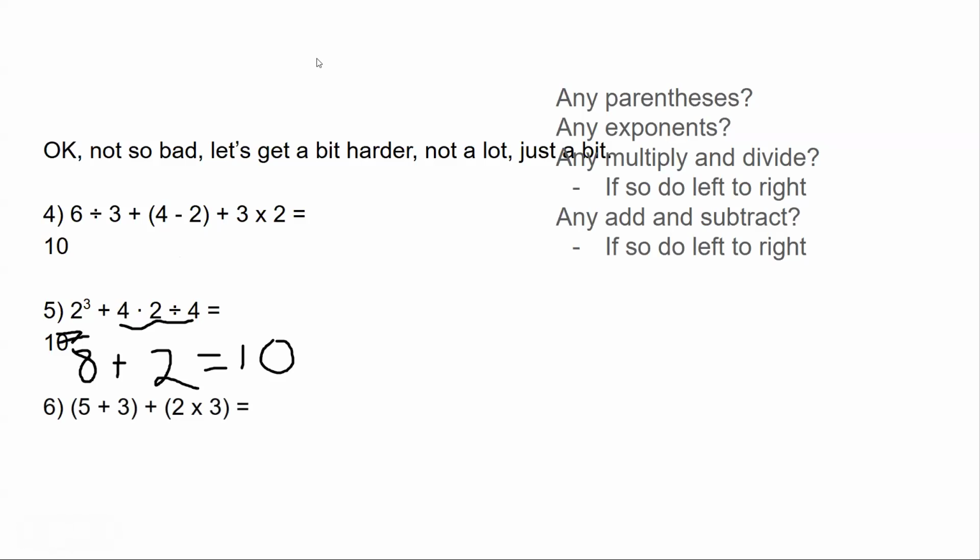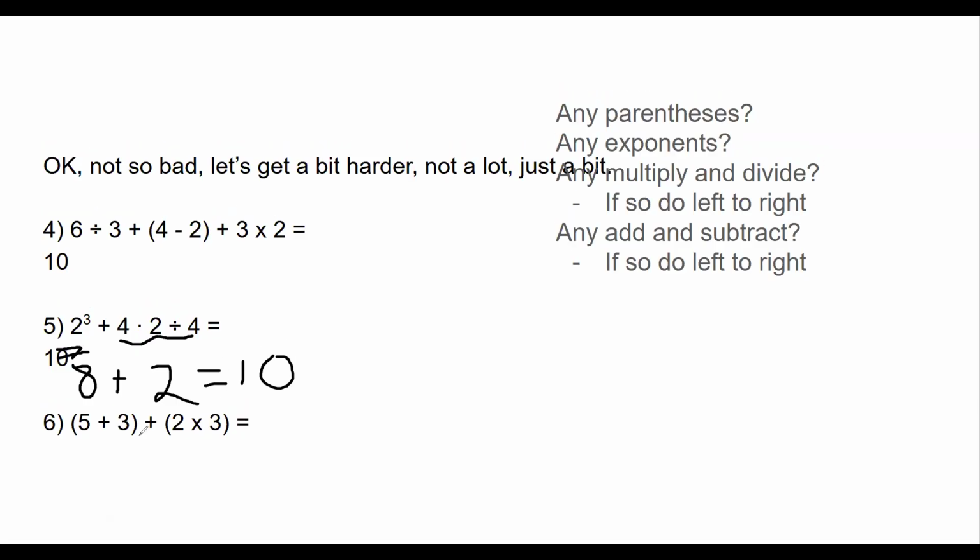All right, 5 plus 3 plus 2 times 3. Any parentheses? Yes. So technically, when you have two sets of parentheses, you go left to right. 5 plus 3 is 8, plus 2 times 3 is 6. 8 plus 6 is 14.